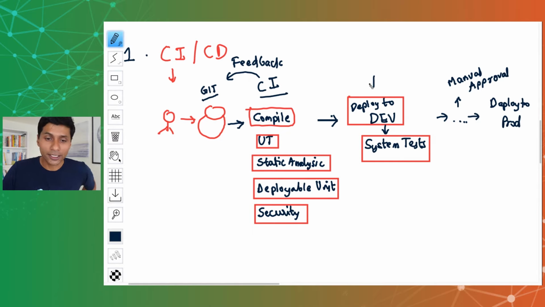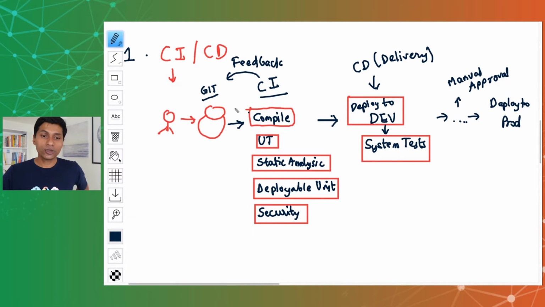This is called continuous delivery. So this is CD in terms of continuous delivery, where you would actually deploy it to one of the dev environments or the test environments. So as soon as somebody commits code in, you do the CI cycle. If everything is fine, you build a deployable unit and you would deploy it to a test environment only. You will not deploy it to a production environment. This is what is called continuous delivery.